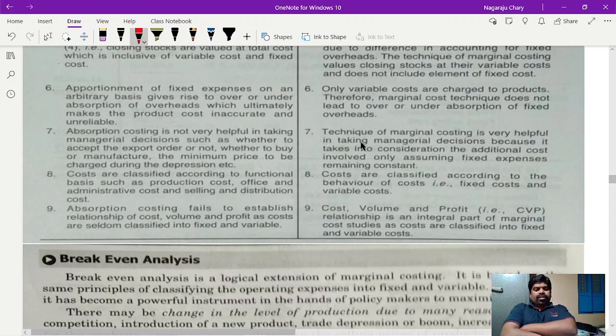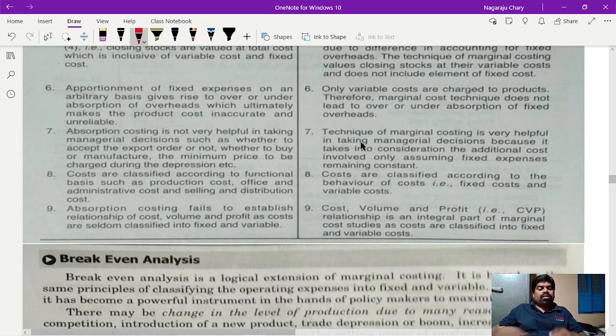Okay. Next we see, absorption costing is not very helpful in taking managerial decisions, such as whether to accept the export order or not, whether to buy or manufacture, the minimum price to be charged during a depression, etc. The technique of marginal costing is very helpful in taking managerial decisions because it takes into consideration the additional cost involved only, assuming fixed expenses remain constant.